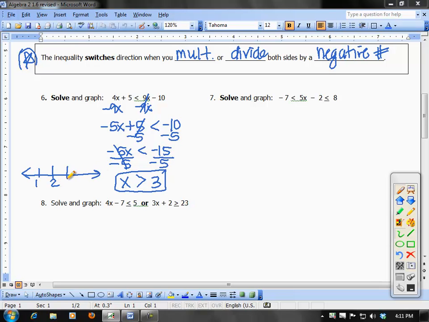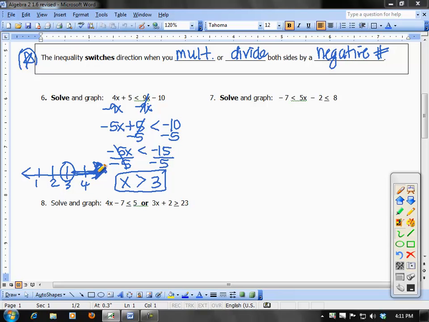Now here's my solution, I'm going to graph it. Somewhere I've got to have a 3. It is an open circle because it's just greater than. And my inequality points to the right, so I shade to the right. Okay? Let's try the next one.